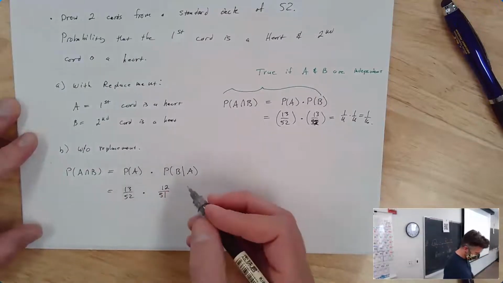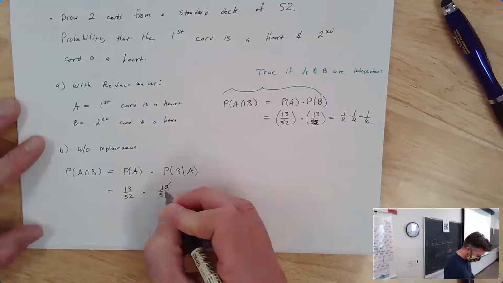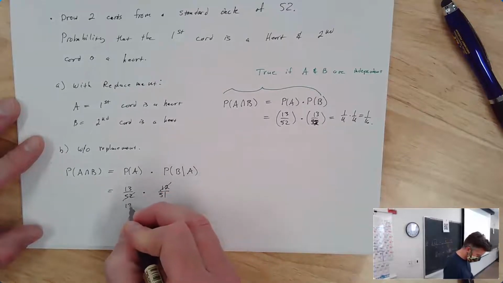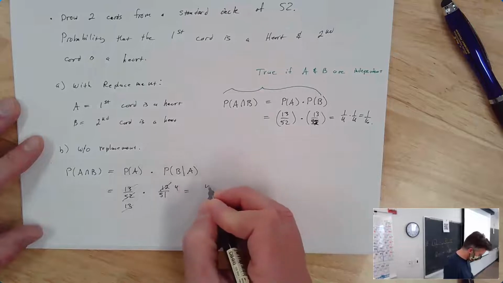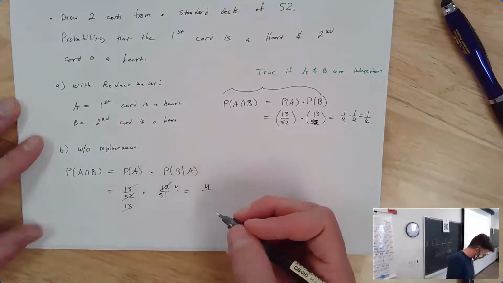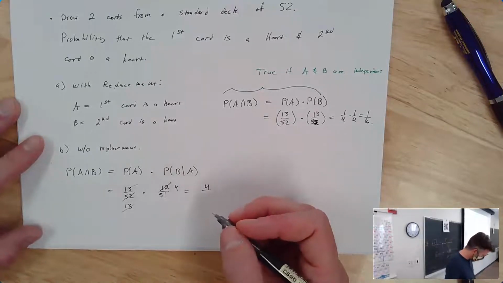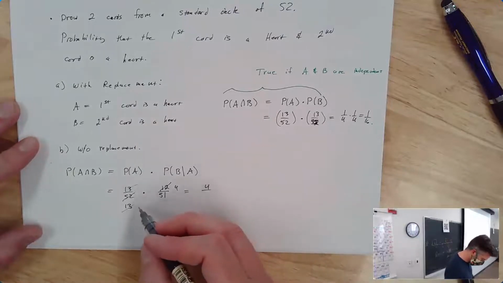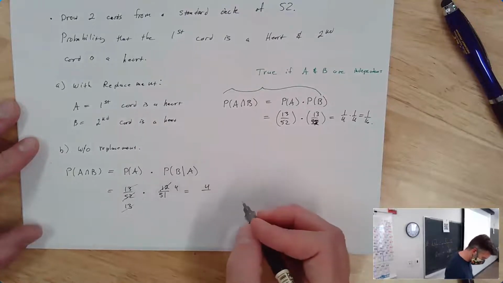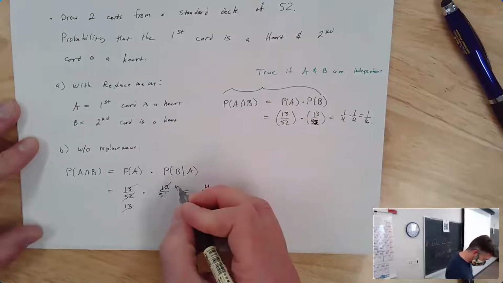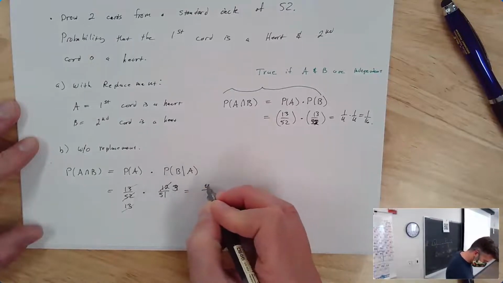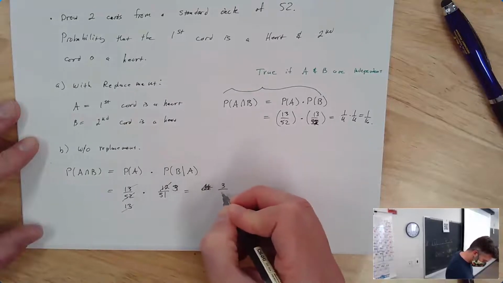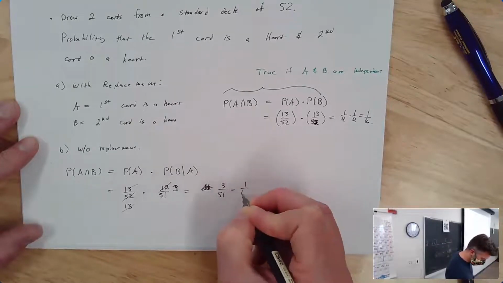We can simplify this if we want to. 12 and 52 both have a factor of 4, and 13 and 13 cancel, and you end up with 4 over 51. And I feel like I'm looking at something weird here. Oh, I forgot the 3. Apologies. I canceled the 4, was left with the 3. Sorry about that. 3 over 51 reduces to 1 over 17.